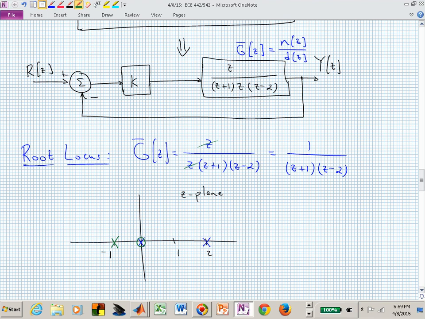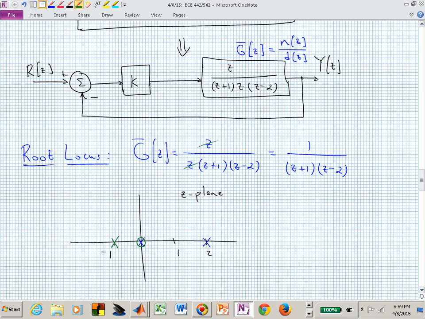Now I have my poles and zeros in my diagram. I want to now sketch my root locus. What does the root locus look like? The first thing I want to do is figure out which piece of the real line is going to belong on my root locus, or are any pieces. Is the piece from 2 to infinity going to be a part of the root locus?